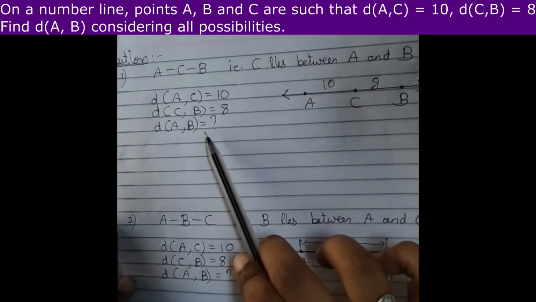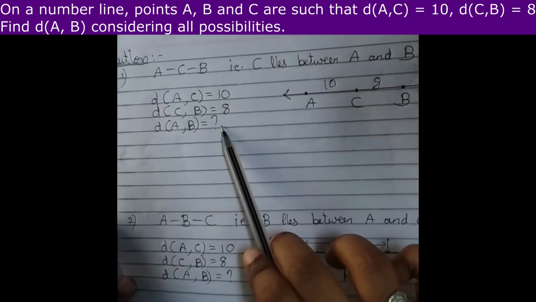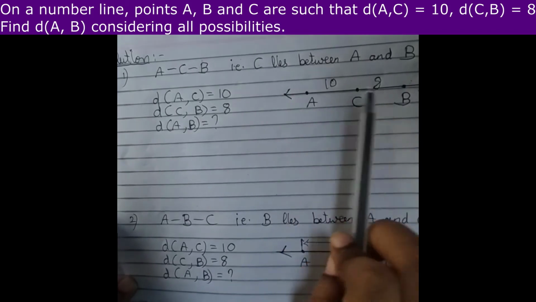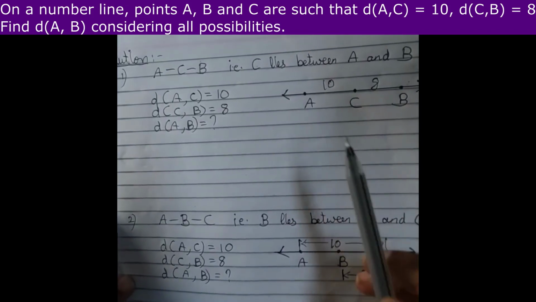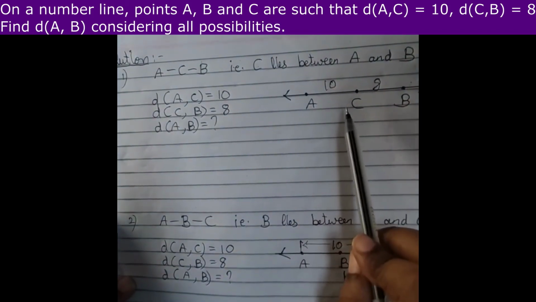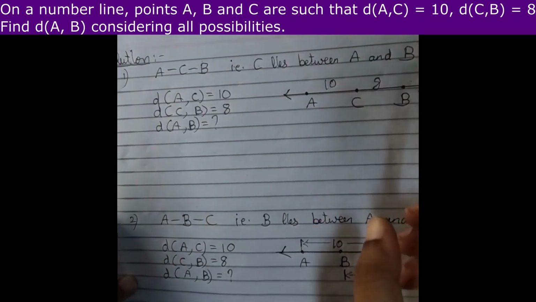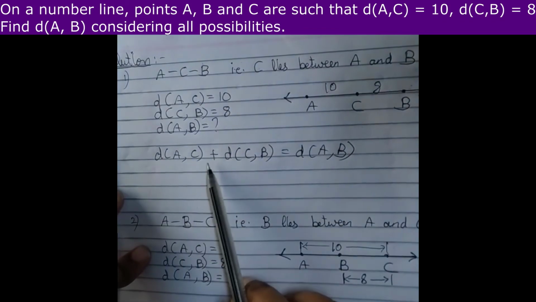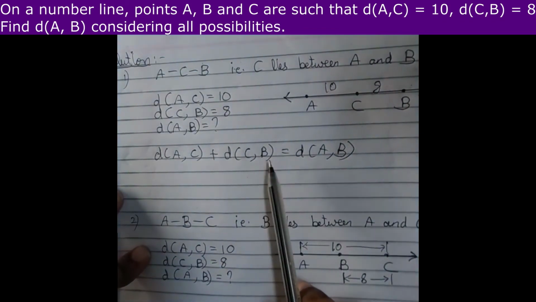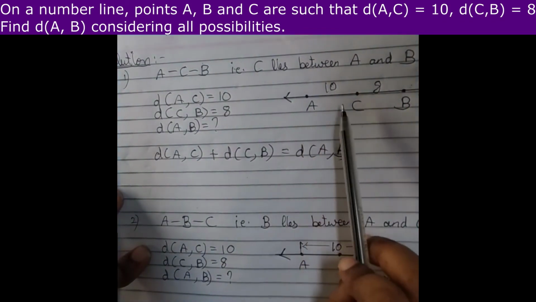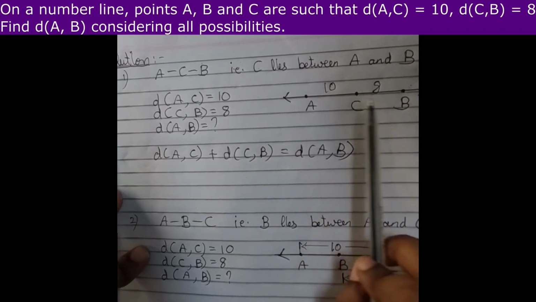Now what we have to find? We have to find the distance AB. So we will use the formula: distance AC plus distance CB equals distance AB.